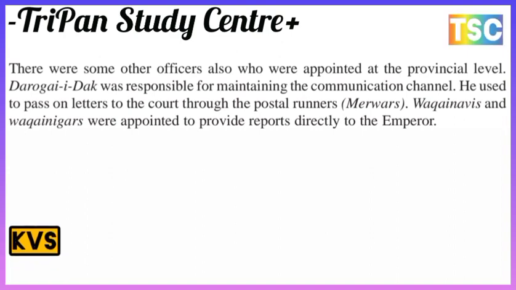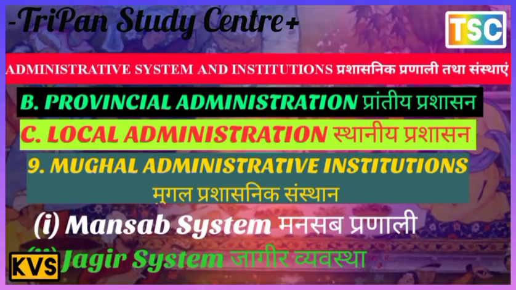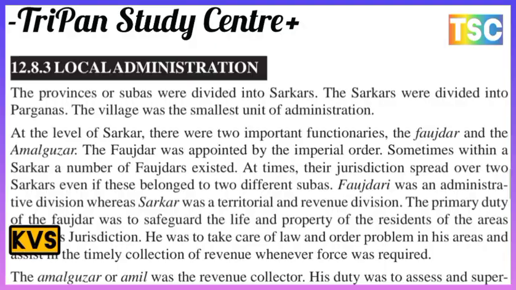This is the most important system here. The next topic, which is most important, is the local administration of the Mughal Empire. The provinces, the Subas, were divided into sarkars. The sarkars were divided into parganas. The village was the smallest unit of administration. That is the most important.